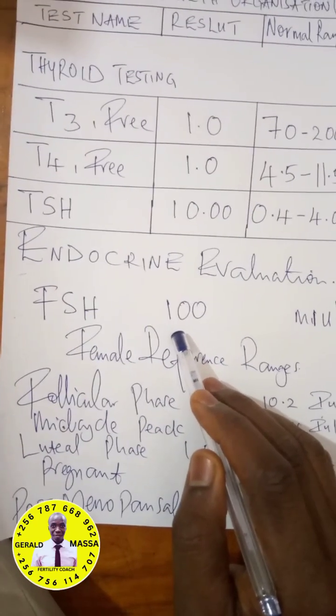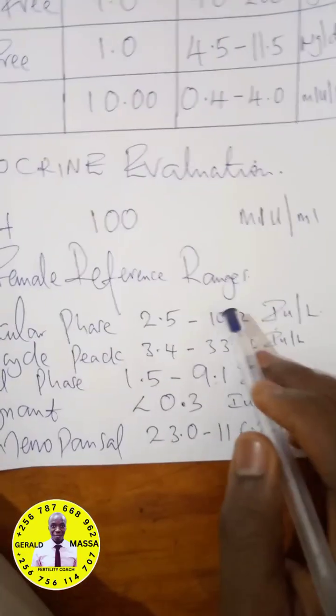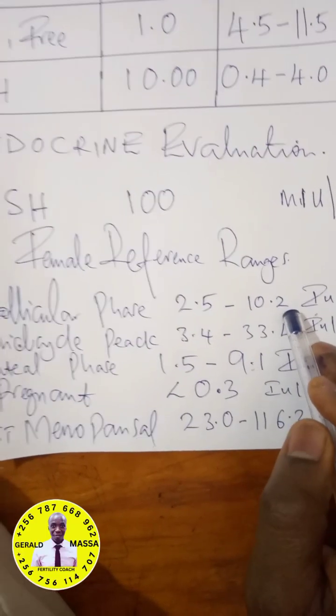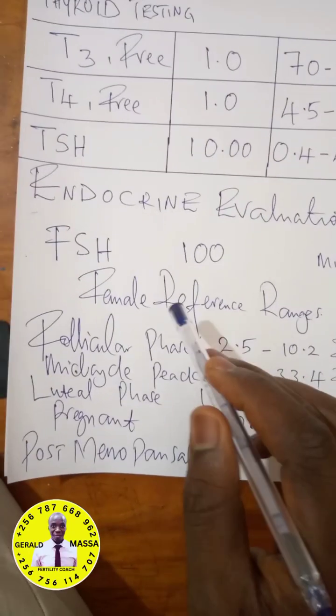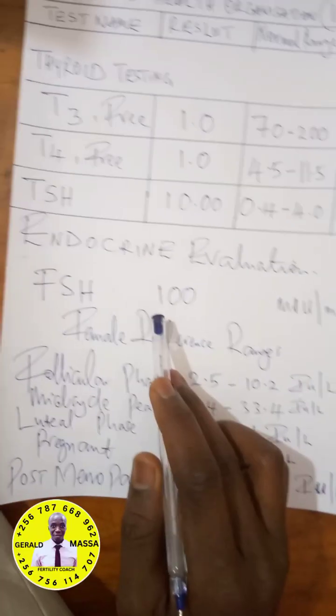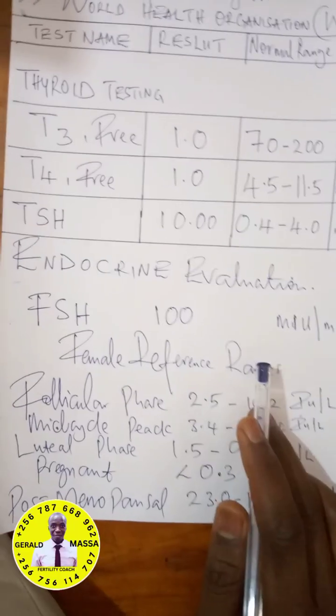What will the brain do? It will say, let me send more. It sent more, and it moved from a maximum of 10.2, and it went up to 100. And this is evidenced by this test result. She scored 100. So this simply means that the brain is sending excess FSH, but the eggs are not responding.